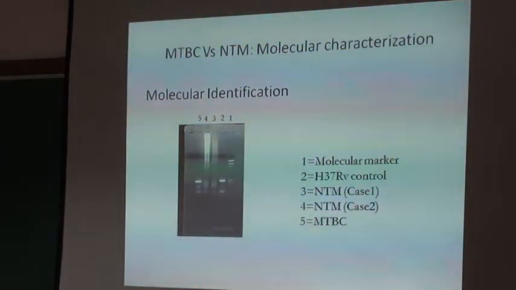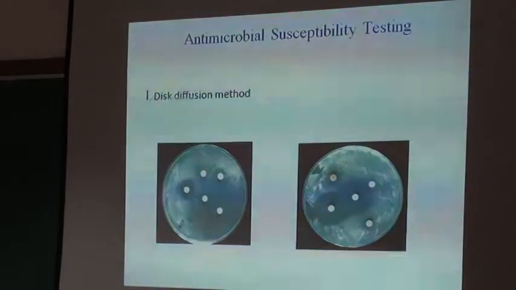Just to rule out whether this is Mycobacterium tuberculosis, PCR was done. This is the lane for the molecular marker, and H37Rv is the control for Mycobacterium tuberculosis complex, and this is number 2, which shows the band. Third and fourth are the two cases which we put together, and this is the Mycobacterium tuberculosis complex isolate from the laboratory. There is no band in these two samples, which means the isolate was not Mycobacterium tuberculosis complex.